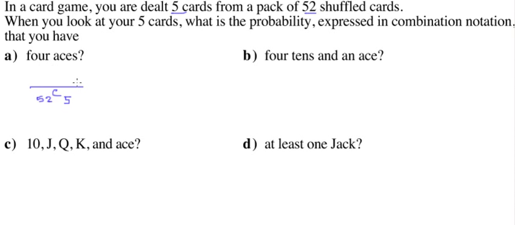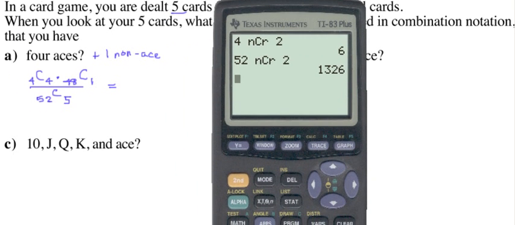Now, the numerators are where the work is going to be. How many hands are there which contain 4 aces? And, of course, because this is a 5-card deal, there must be one non-ace in here, too. So, there are 4 aces, and you got all 4 of them. Also, there are 48 non-aces, and you got 1 of them. Now, do you see any way we could shortcut this? Are there any combinations there that you just know?